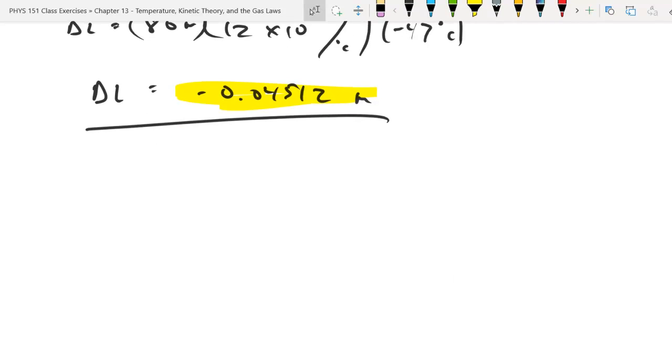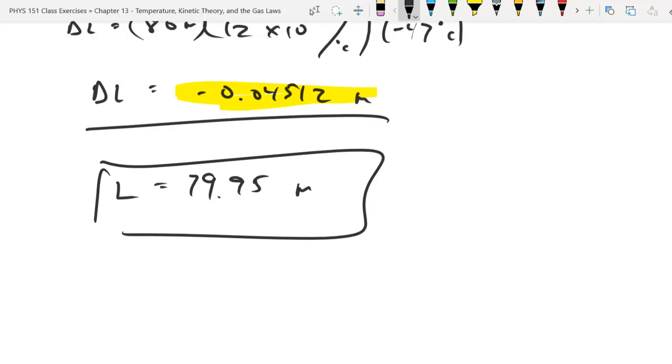We'll just add this on to the original length. And so we have L is going to be equal to 80 plus a negative 0.04512, and so that comes out to 79.95 meters will be the length of it on a cold winter day here. So hopefully the supports are big enough that it's still on its supports after this time, or there was some sort of expansion contraction joint put in there.